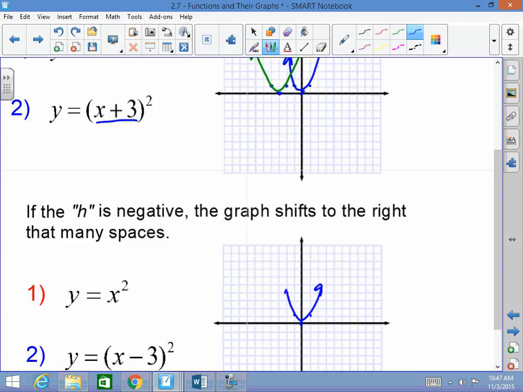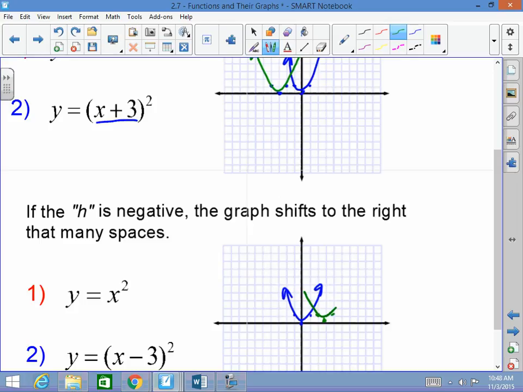That's my graph right there. Now I have y equals (x minus 3) squared. So that means you've got to go to the right 3 units. So every single point gets shifted to the right. 1, 2, 3. 1, 2, 3, and 1, 2, 3.